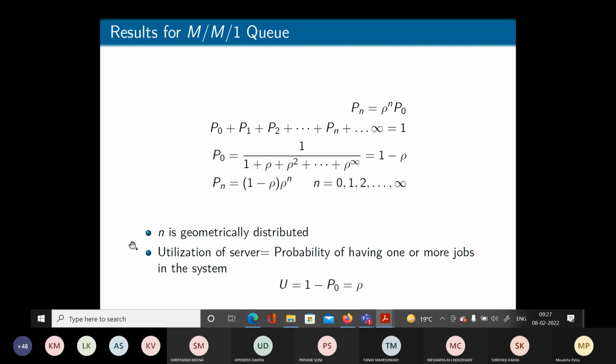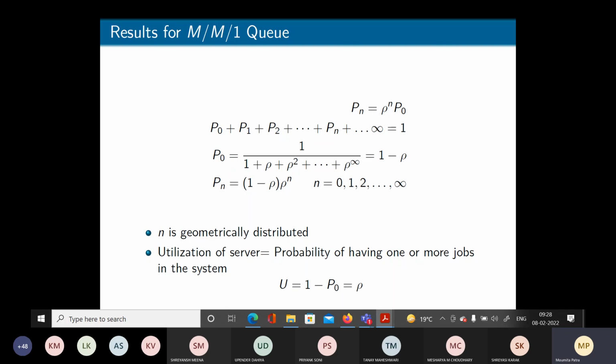Now n is geometrically distributed. I'm sure all of you are aware of a geometric distribution, and I have already told you several times earlier to go through distributions. So you know the properties of a geometric distribution, and I will not get further into them. I'm just telling you here that n is geometrically distributed. If you think on this, you will find out why.